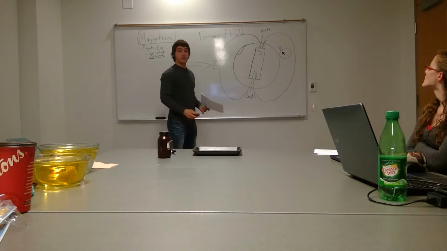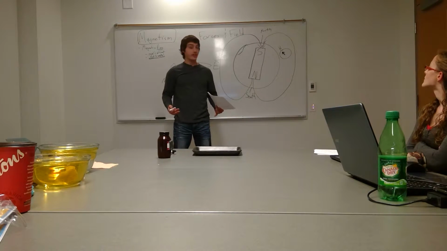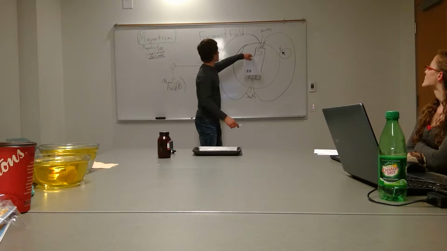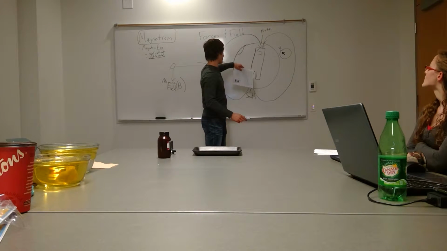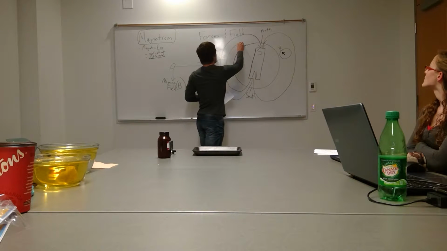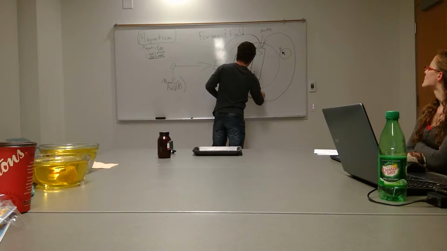Now, the strength of the field changes with distance. The farther we get away, the weaker it gets. Our whole Earth operates like this as a magnetic field. And these magnetic field lines are what is observed.